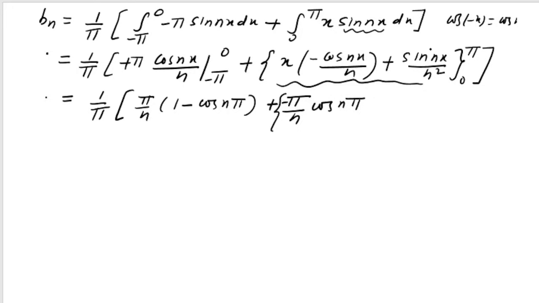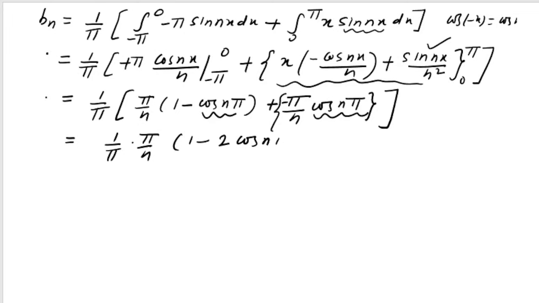Now if I go to this term, if I put pi, the cos n pi will become 0, and if I put pi, sin n pi will become 0, and if I put 0, sin 0 will become 0. So we will get this term also as 0. So basically what did I get? I got pi by n here, pi by n here, so pi by n can be taken common, and 1 minus cos n pi here and minus cos n pi here, so I will get minus 2 cos n pi. So the Fourier coefficient Bn I got is 1 by n, 1 minus 2 cos n pi.